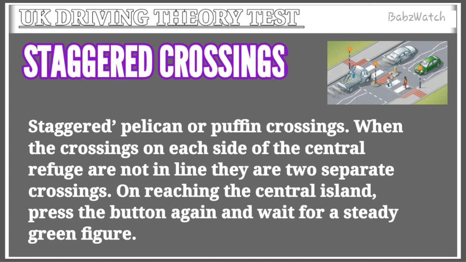Staggered crossings. Staggered Pelican or Puffin crossings. When the crossings on each side of the central refuge are not in line, they are two separate crossings. On reaching the central island, press the button again and wait for a steady green figure.